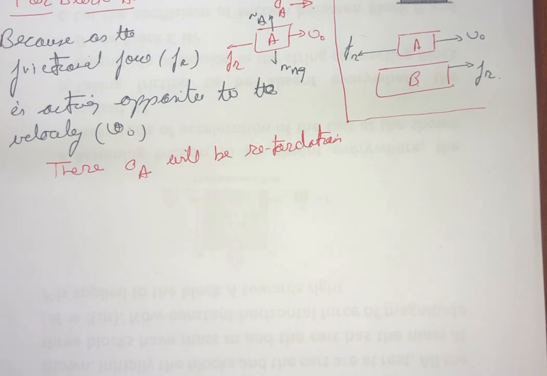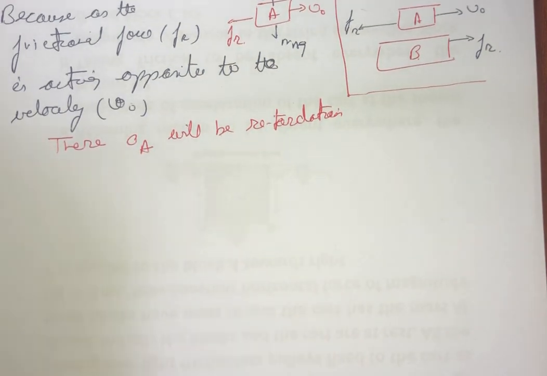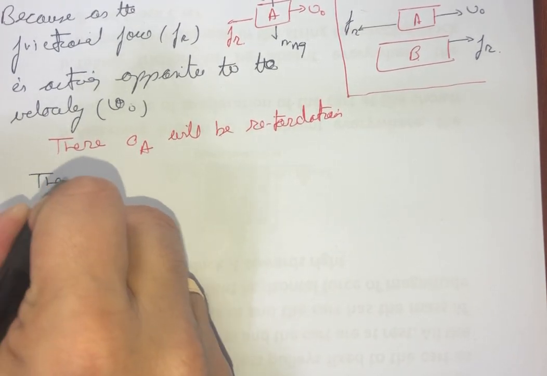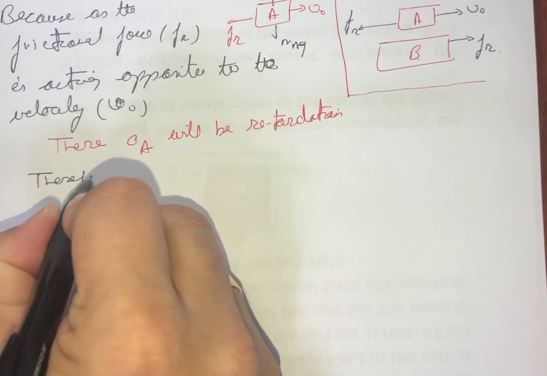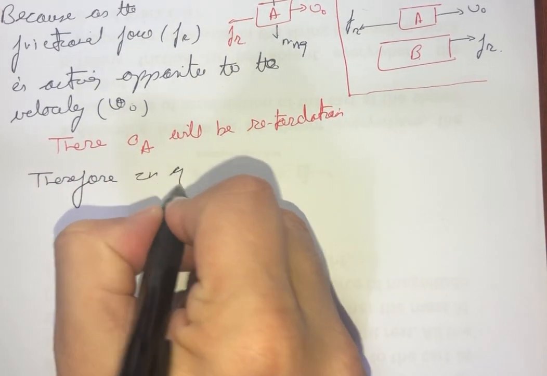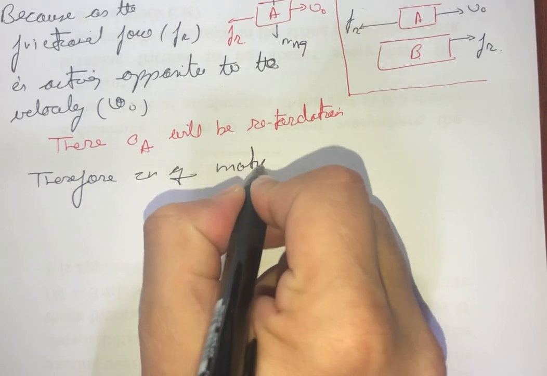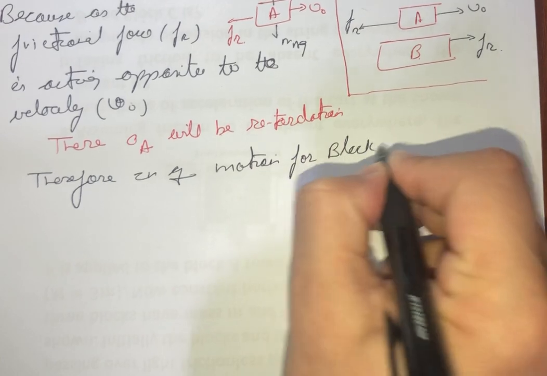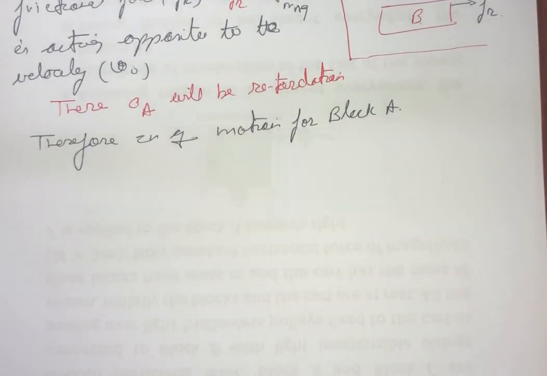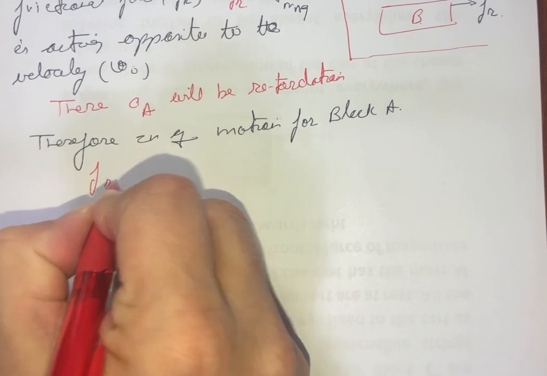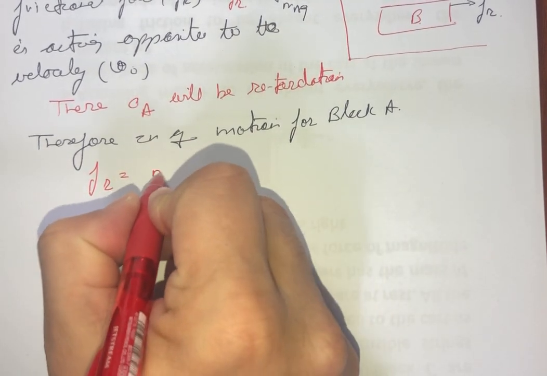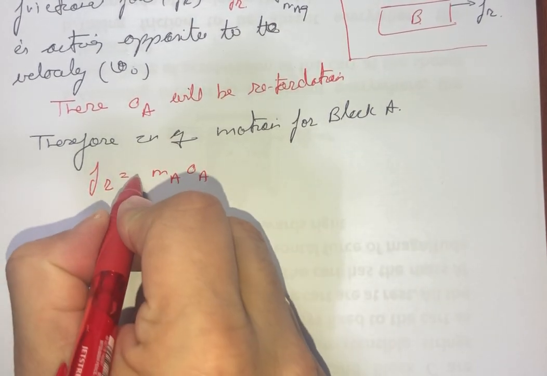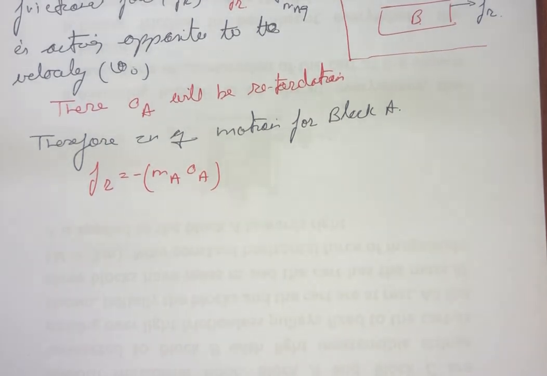So we can write the equation of motion for block A as Fr will be equal to mA, mass of A, multiplied by the acceleration of A, and as it is a retardation, there will be a negative sign for it.